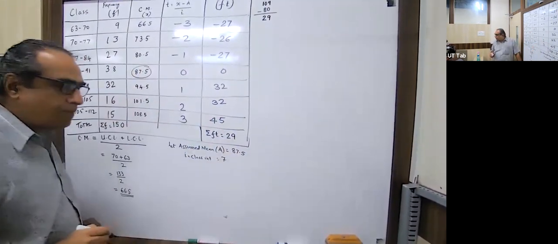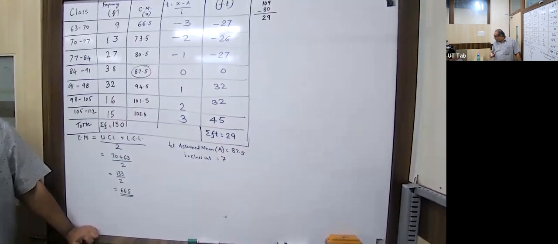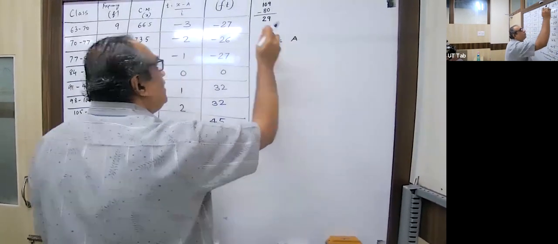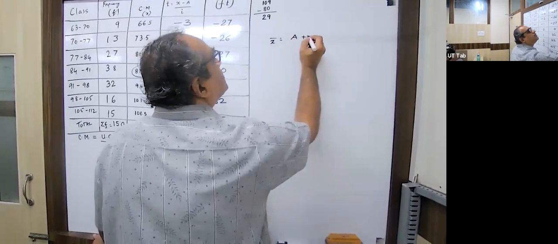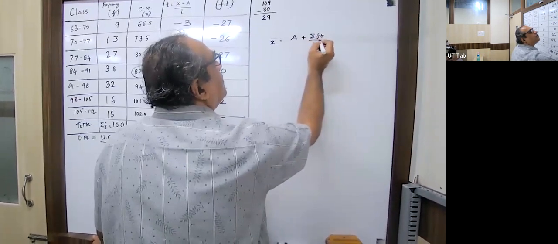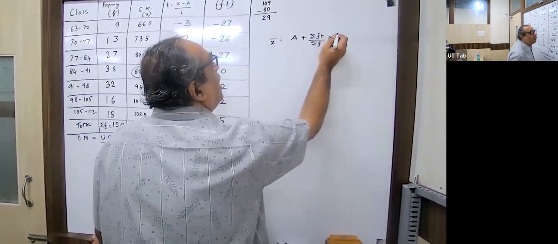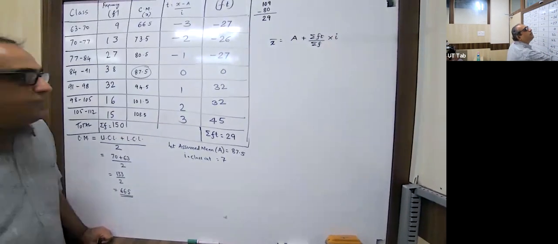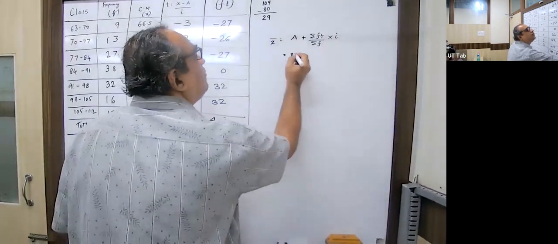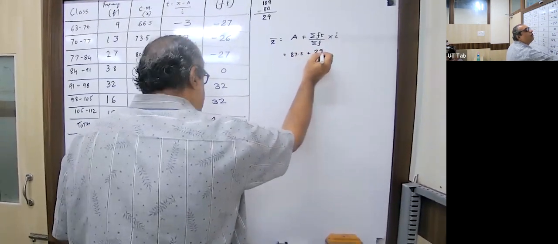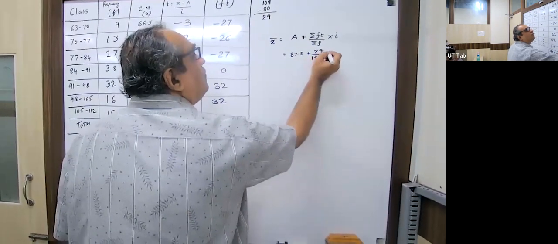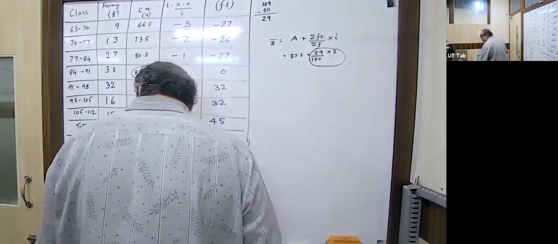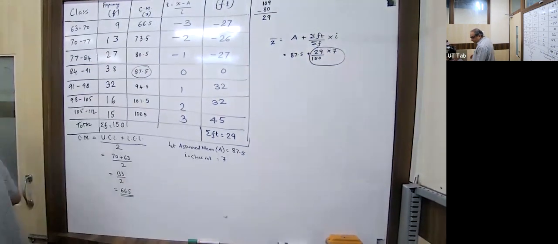Understood. The formula for assumed mean was x bar is equal to a plus summation fd by summation f. Here the formula for x bar is a plus summation ft by summation f into i, because we subtracted a, so we add it back. In maths, what we divide, we should always multiply. So my a was 87.5 plus 29 by 150 into 7. Solve this first. Whatever answer comes, add it to 87.5. That is your mean. Is this clear? Yes. Thank you very much.